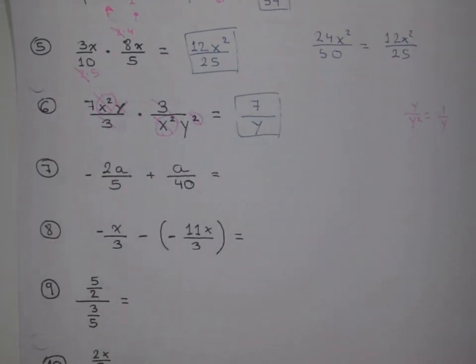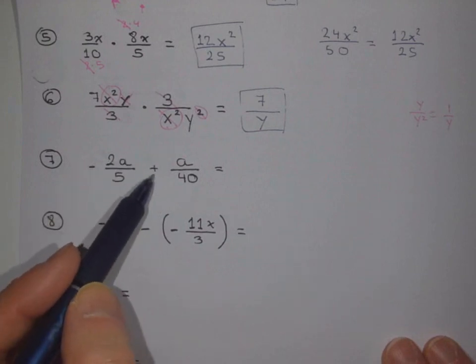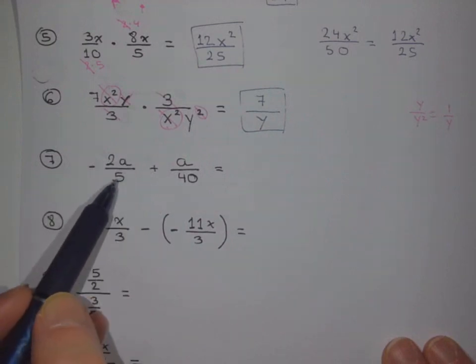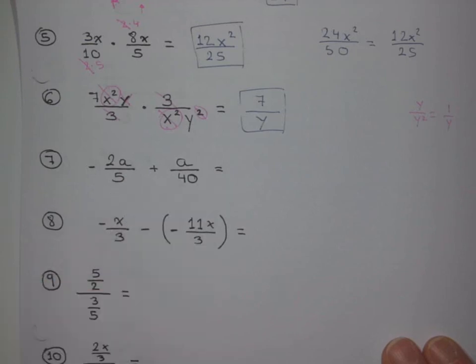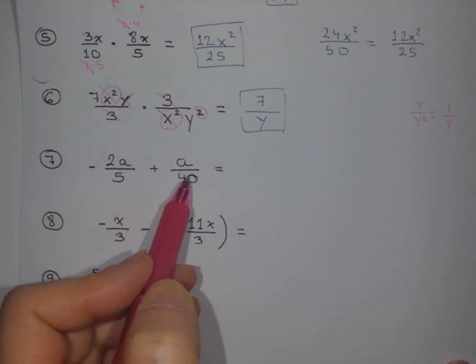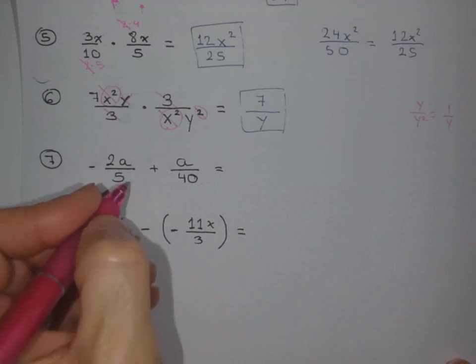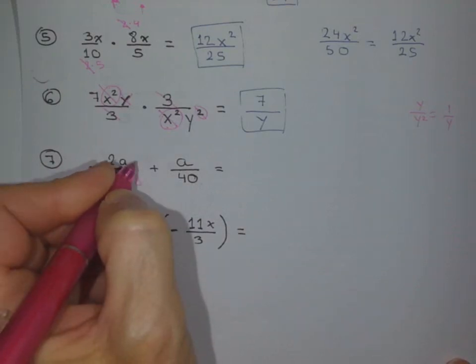All right, number 7. This is an addition, so remember addition is we need a common denominator to be able to add. And to have a common denominator here, 5 being a prime number, I'm going to look at this number, that's a 40. How can I make 5 become 40? Well, if you would multiply by 8, multiply by 8.